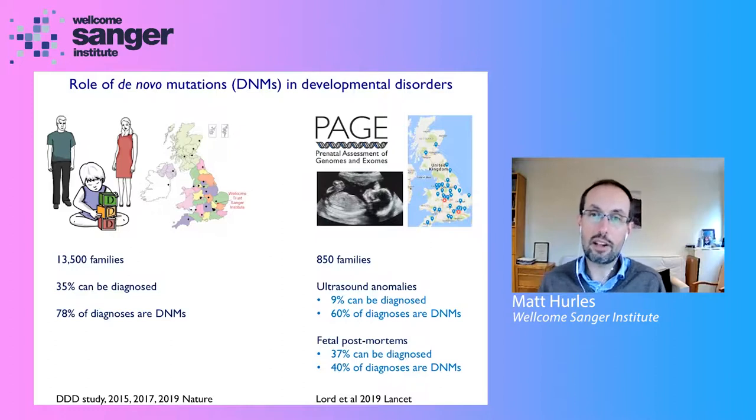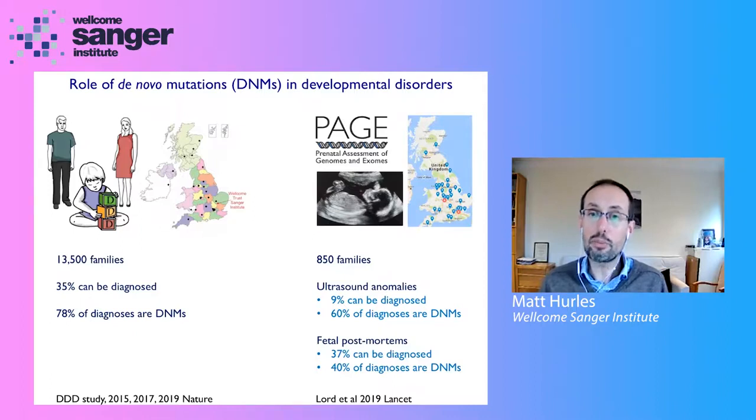Now, if you compare that onto the right-hand side, where rather than working with children who maybe have been seen by a GP, then a pediatrician, and then referred to a clinical geneticist, as in the DDD study, we're looking prenatally at ultrasound abnormalities that are picked up during the routine ultrasounds carried out in the UK, typically at 12 weeks and at 20 weeks when a woman is pregnant.